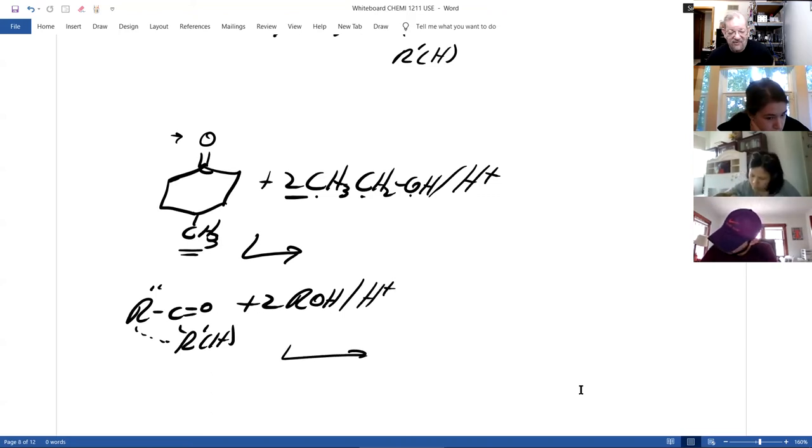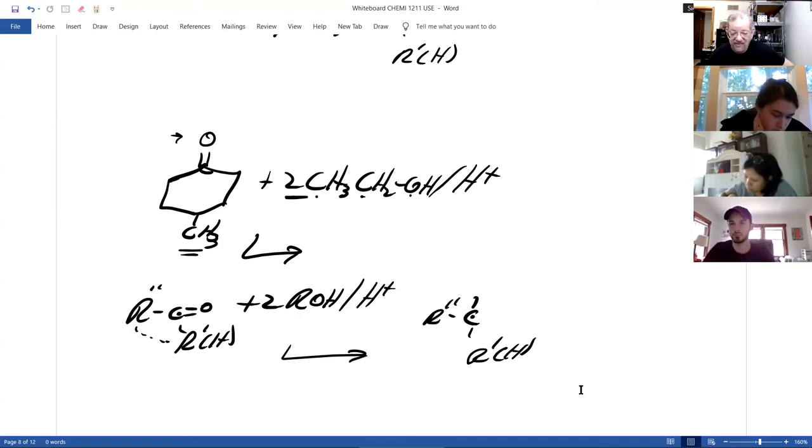Acid catalyst. Keep your eye on the carbonyl carbon. What's attached to it, R prime or H, or our R double prime is still attached. Then you get an oxygen and another one, because the two. And then on each oxygen is the R from the alcohol. So here's my carbonyl carbon.